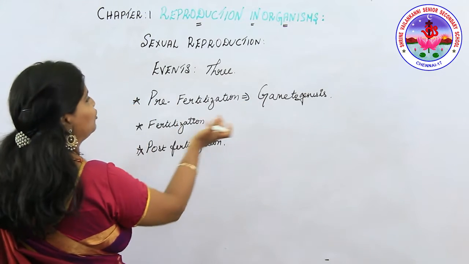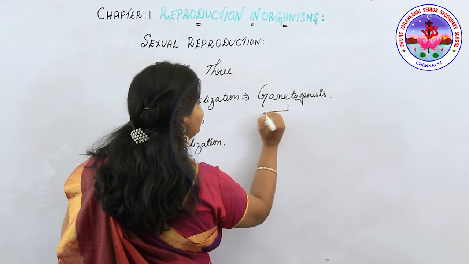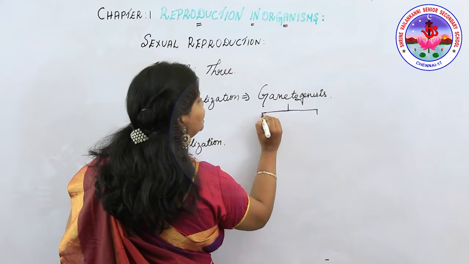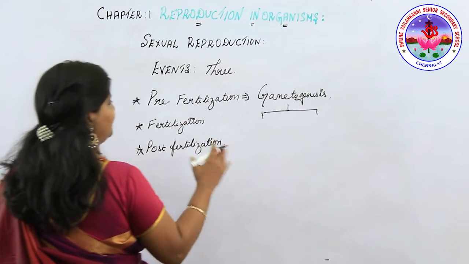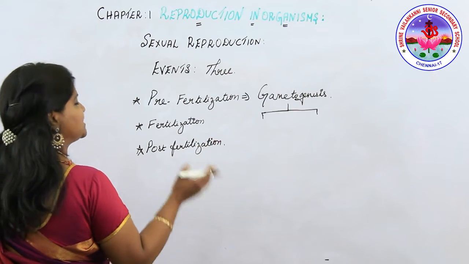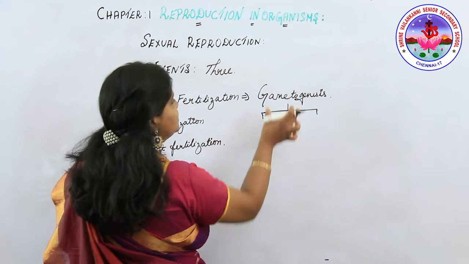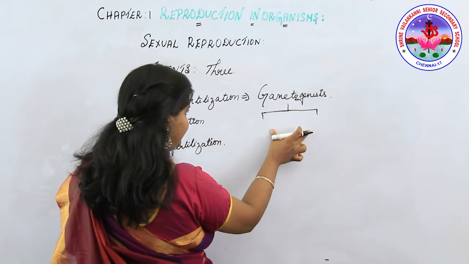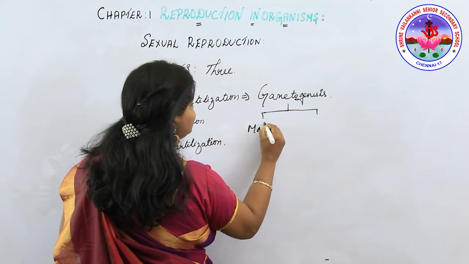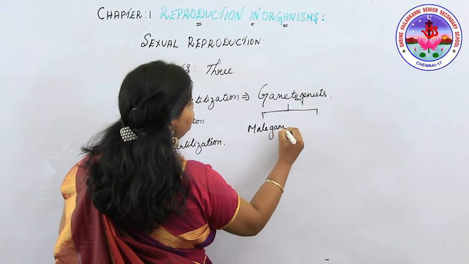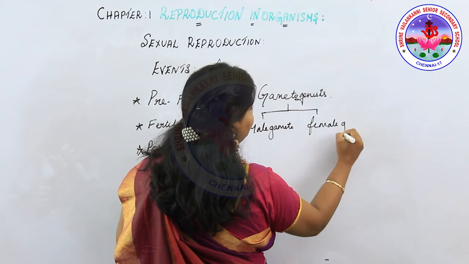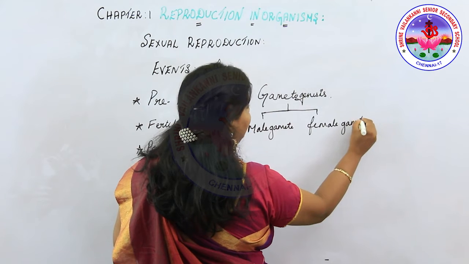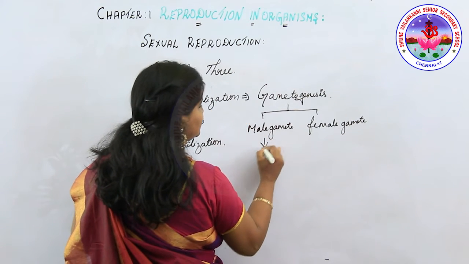If you study gametogenesis, it is the formation or development of the male gametes and the female gametes, in humans or in flowering plants also. So the gametogenesis process occurs in humans. The male gamete and the female gamete will be the end product. The male gamete is the sperm.